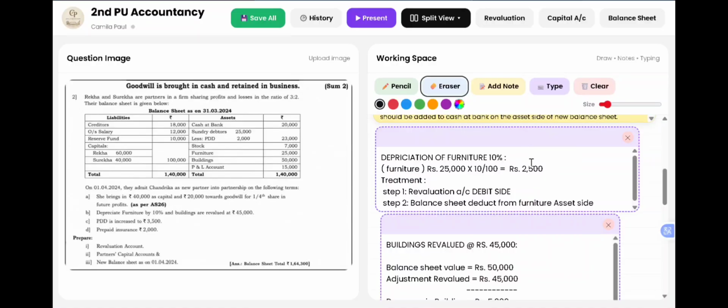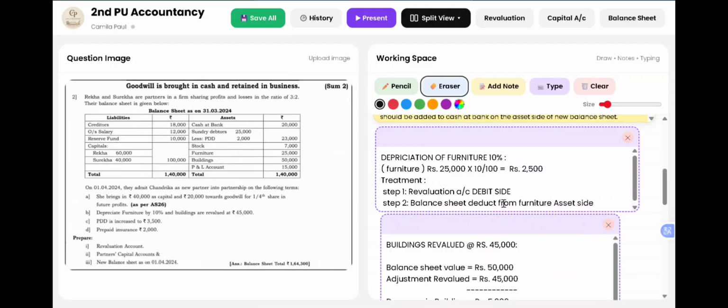Any adjustment will appear in two places. It will appear in the revaluation account as well as in the balance sheet. So first, this decrease in the furniture, 2,500, should be recorded on the debit side of the revaluation account, and then it should be recorded in the balance sheet. On the asset side, it should be deducted from the furniture because it is decreasing.